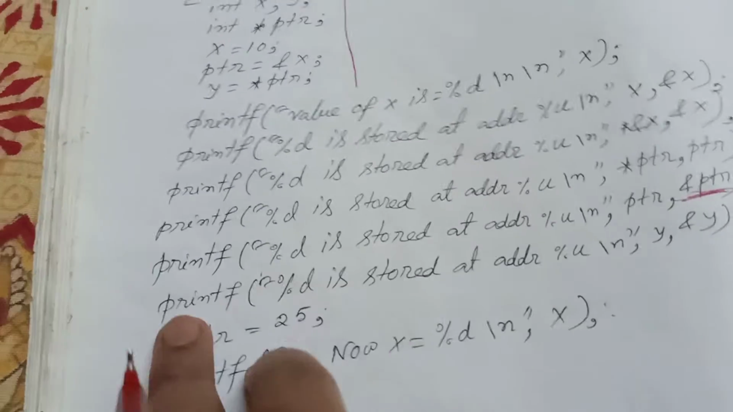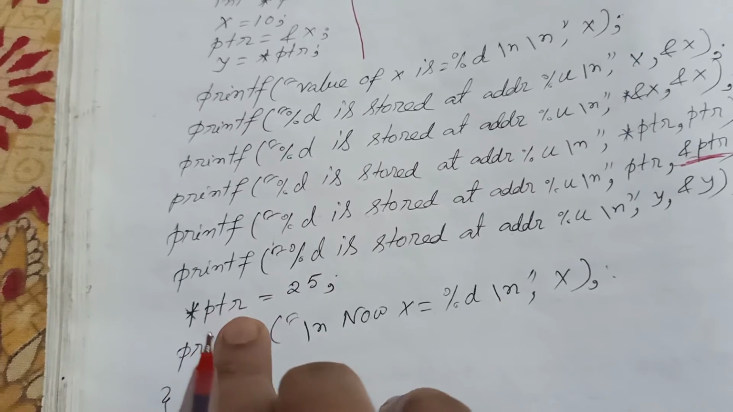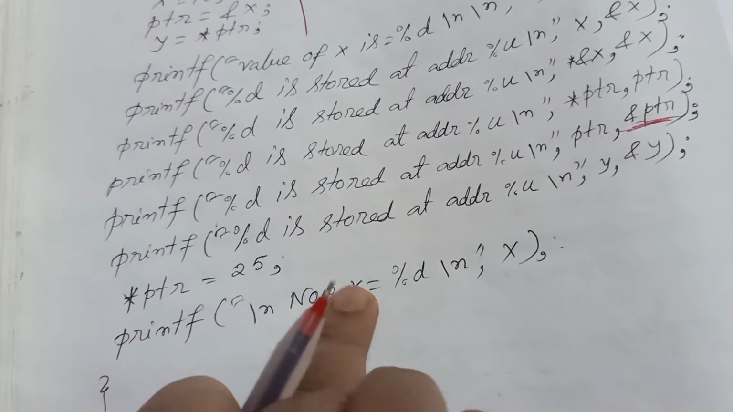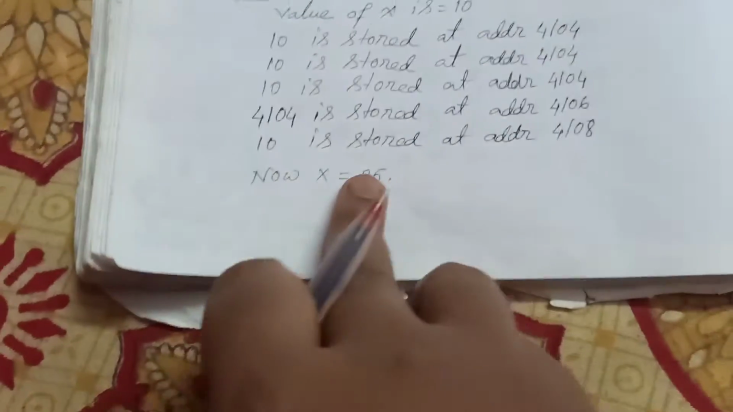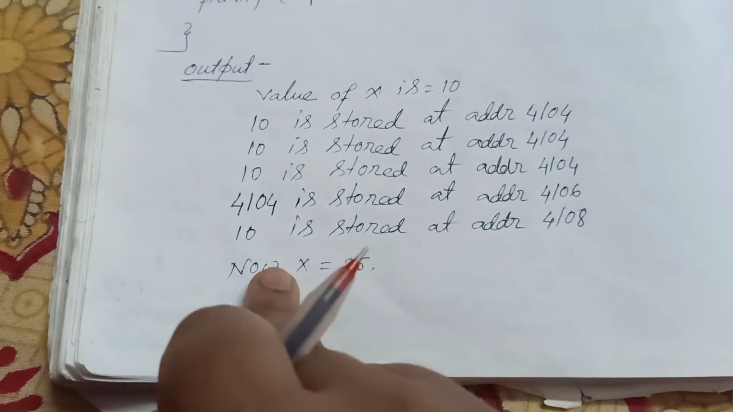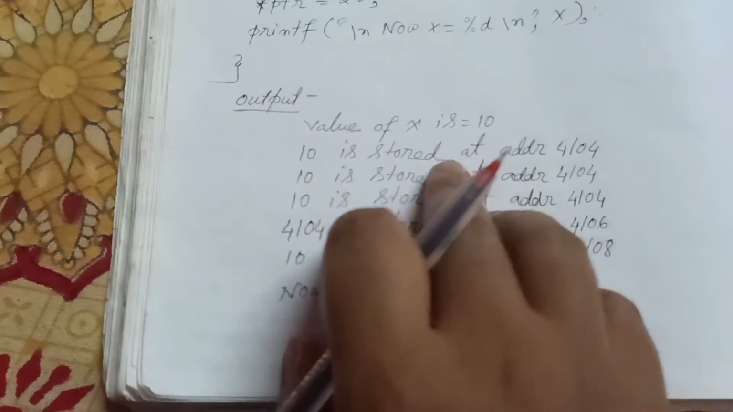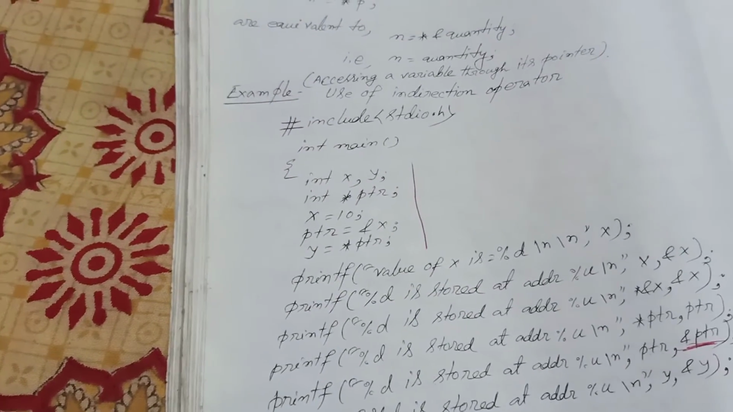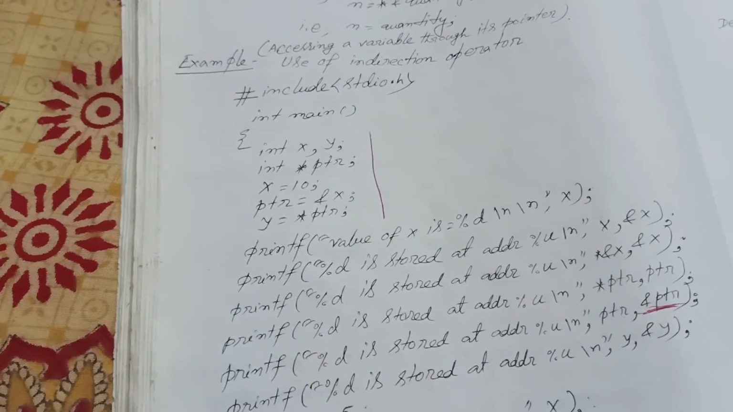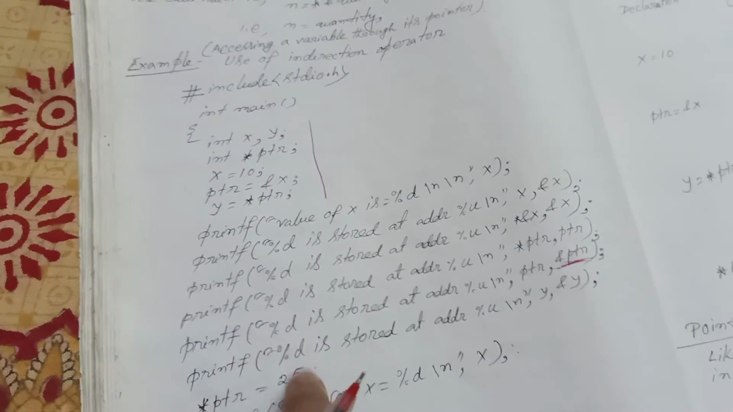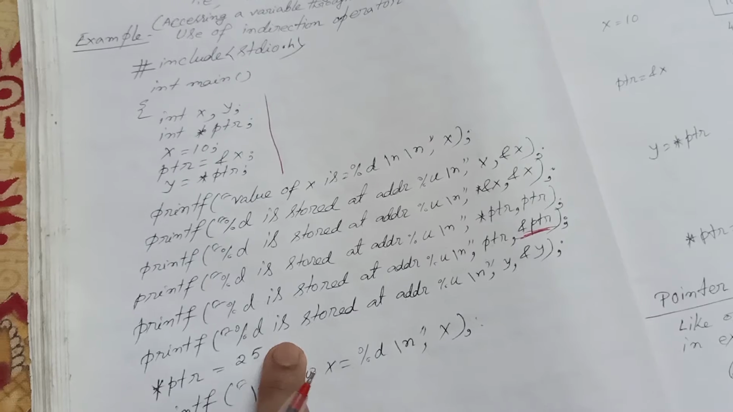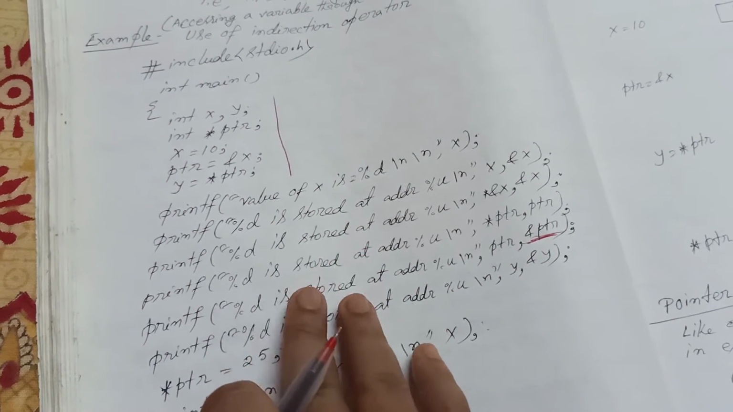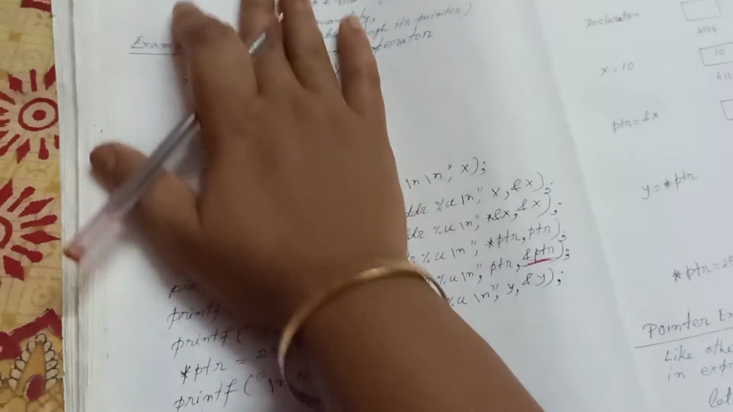Now we are taking pointer ptr equal to 25. So the new value of x should be 25. Okay. Hope you understood this program, or you should run this program so it may be clearer to you.